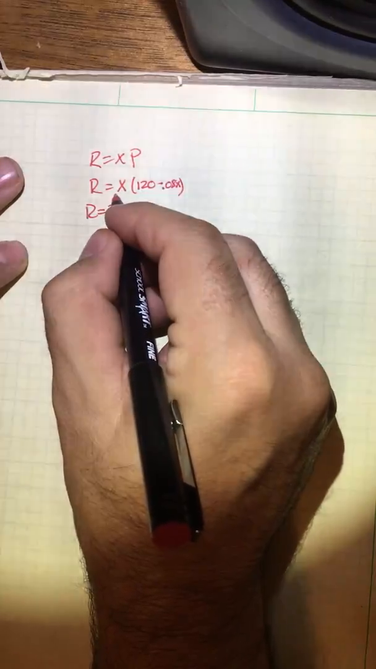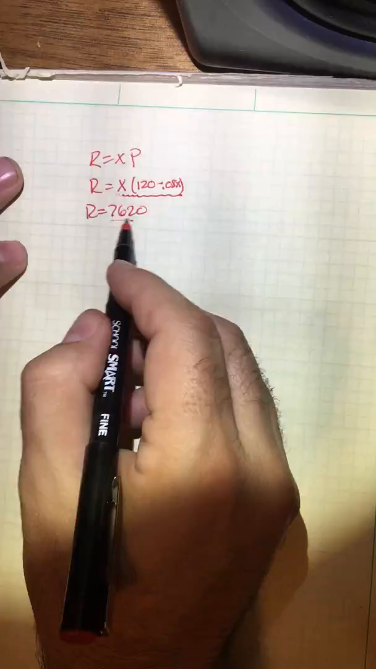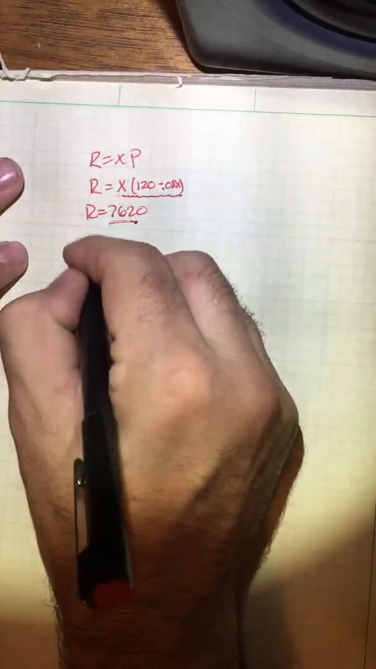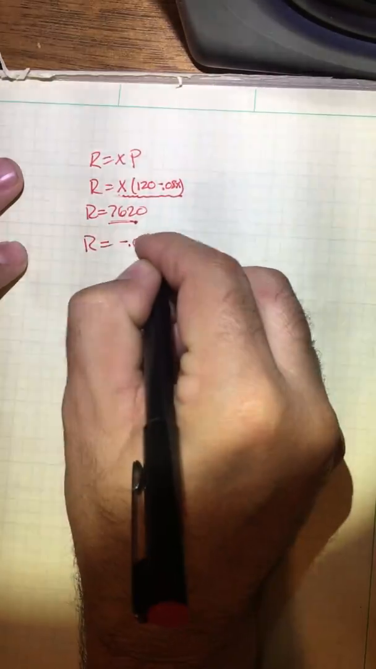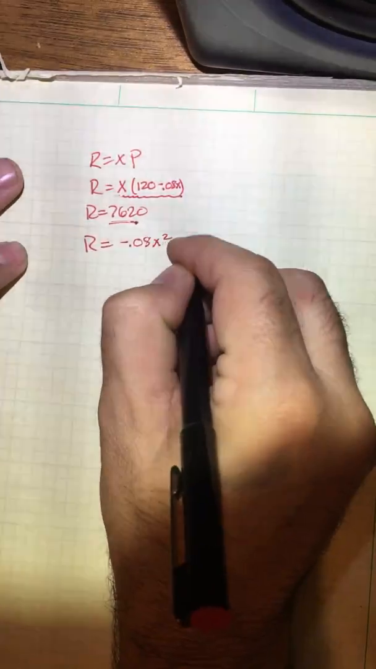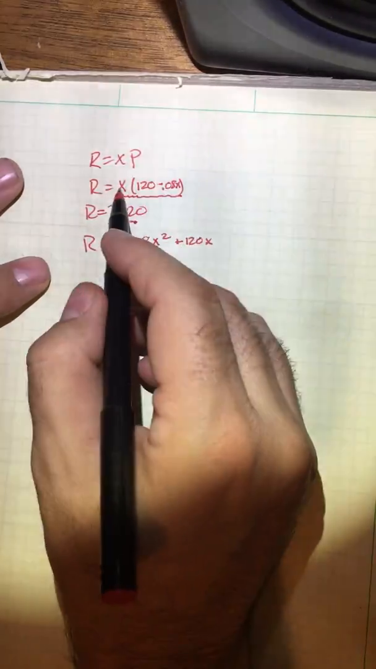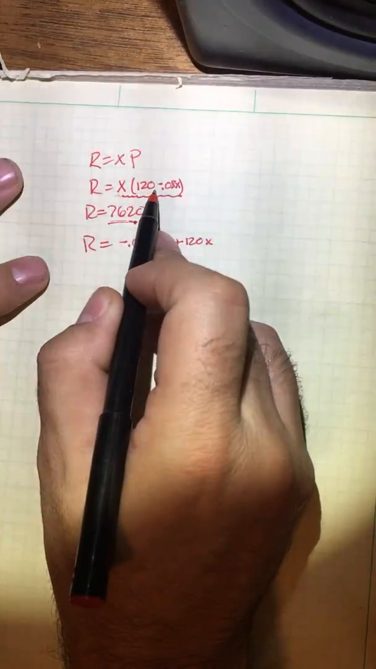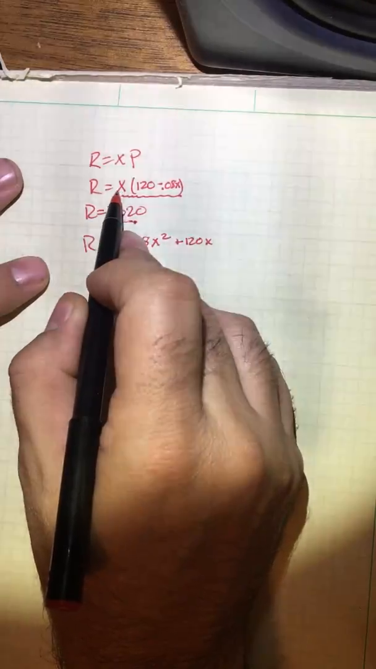So all I really need to do is take this side of the equation, graph it, and find out where it hits this side. So I'm going to stick this into the calculator. Notice it's R equals negative 0.08x squared plus 120x. But in this factored form, it's interesting because it tells me that I've got an x value of 0, so my x-intercepts are 0 and whatever makes this go to 0.